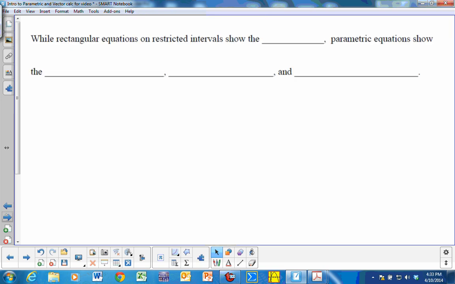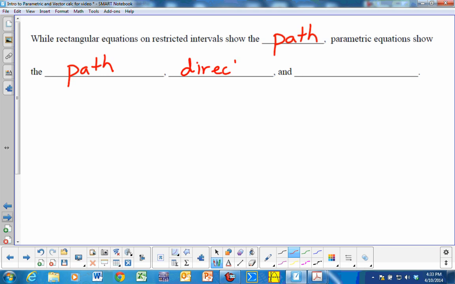All right, so then here's an important concept here. So we want to fill in the blanks here. When you have rectangular equations on restricted intervals, it shows the path. So we see the path that something's traveling. Parametric equations show the path, but they also show the direction, and those are the arrows that we draw, and they can also show the speed.